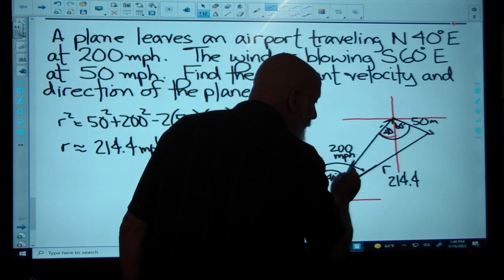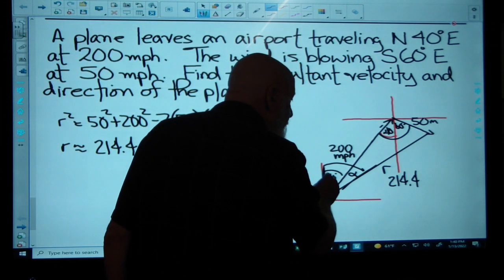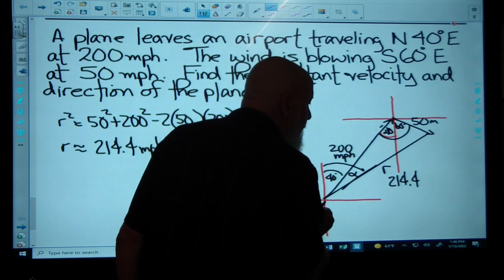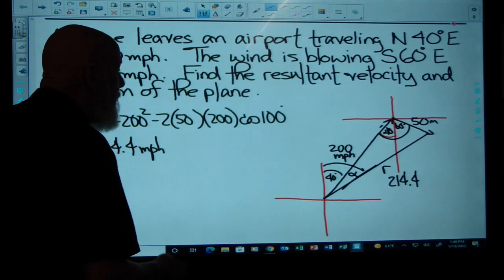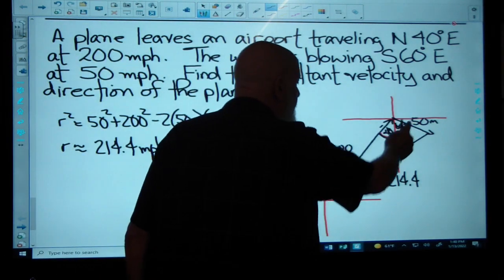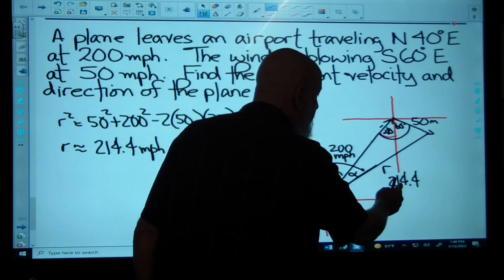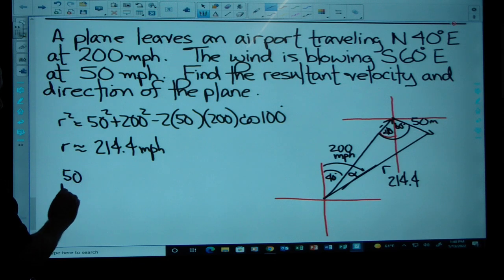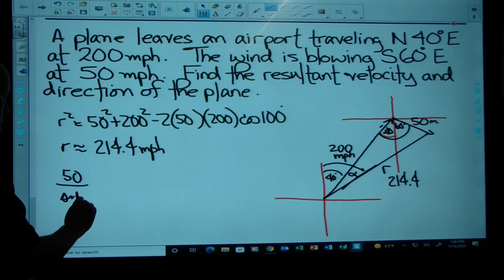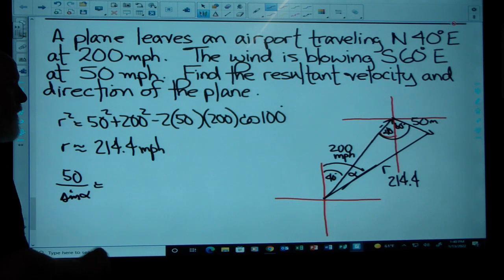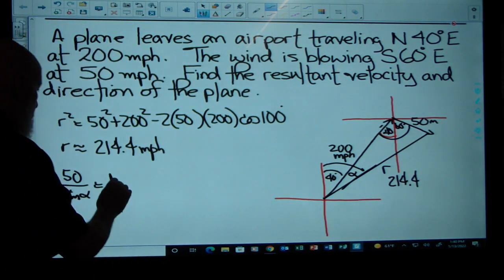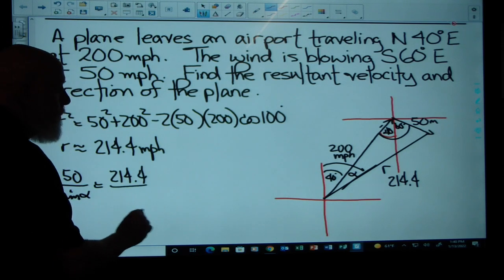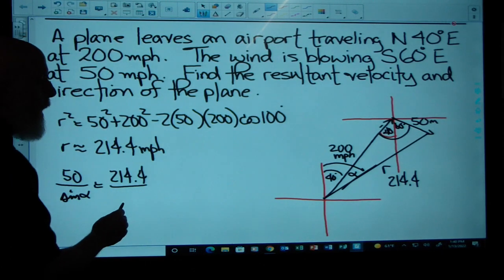So I want to find alpha. That's that angle right there, and add it to 40, and that'll give me the new direction. It'll be north, 40 plus alpha degrees east. So I'm going to find alpha using the law of sines. I'm going to say 50 is to the sine of alpha as 214.4 is to the sine of 100.